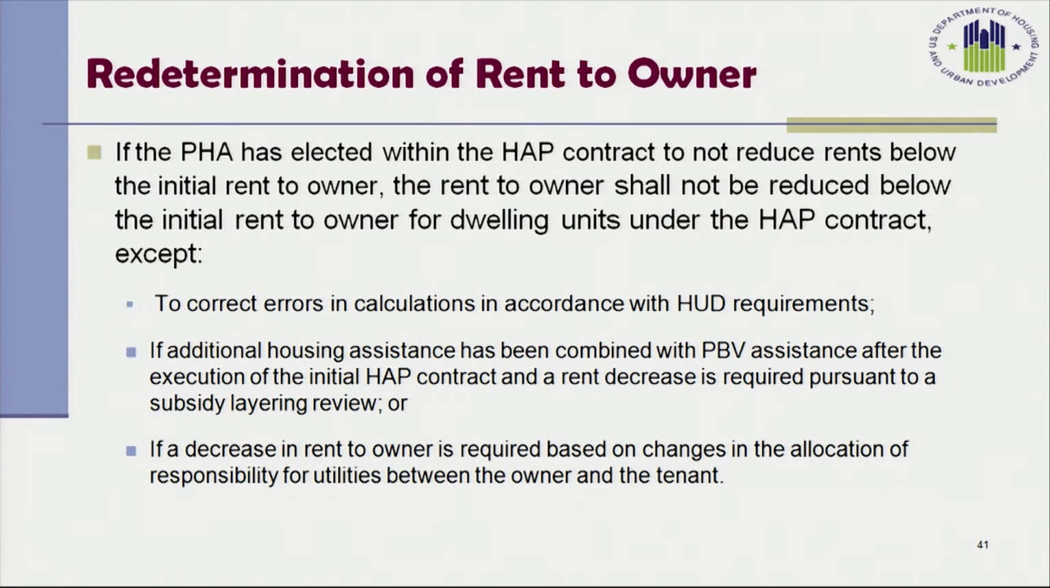If the PHA has elected within the HAP contract to not reduce rents below the initial rent to owner, the rent to owner shall not be reduced below that amount for the dwelling units under the HAP contract, except if there is an error in calculation that must be corrected in accordance with HUD requirements, if additional housing assistance has been combined with project-based voucher assistance after the execution of the initial HAP contract, and a rent decrease is required pursuant to a subsidy layering review, or if a decrease in rent to owner is required based on changes in the allocation of responsibility for utilities between the owner and the tenant.